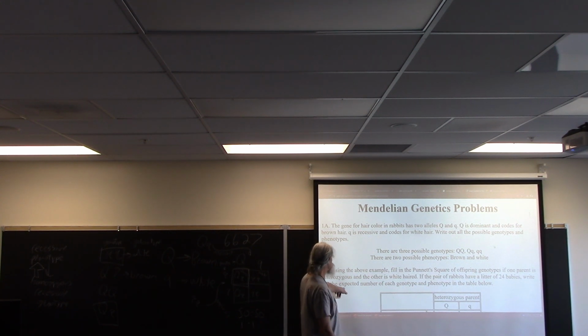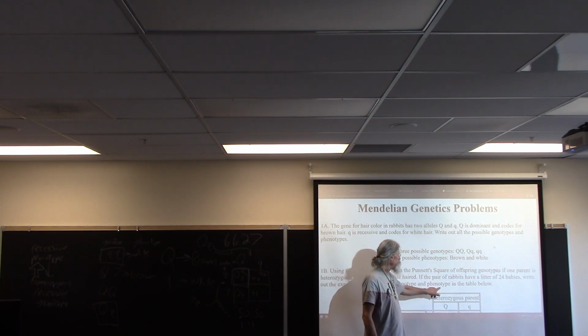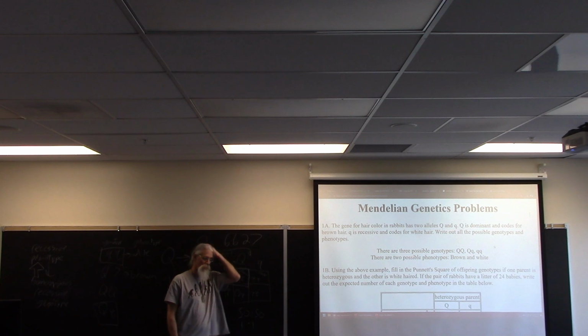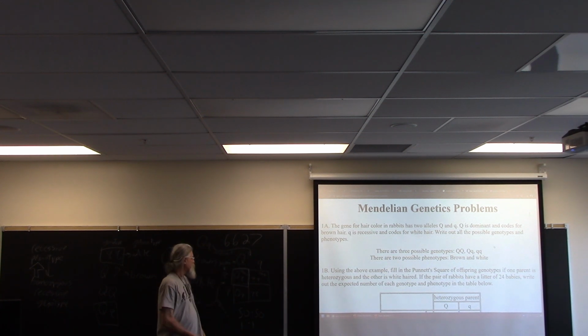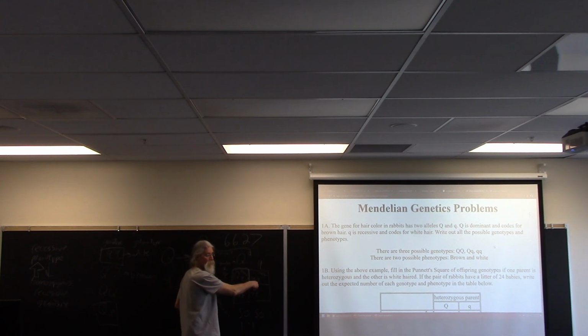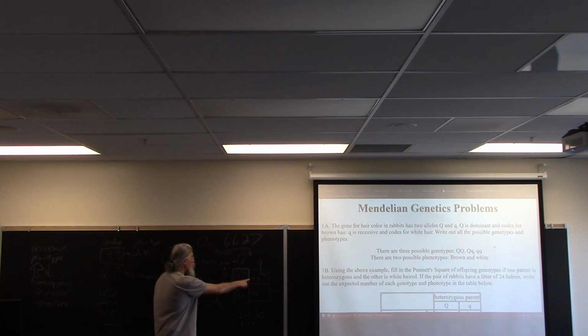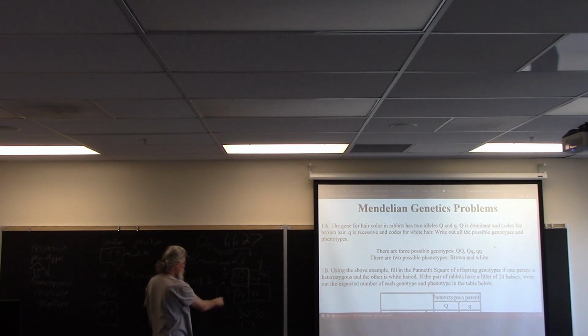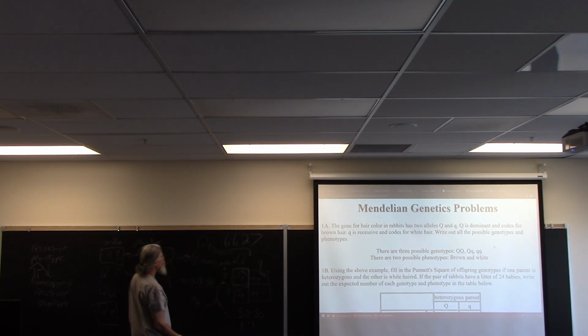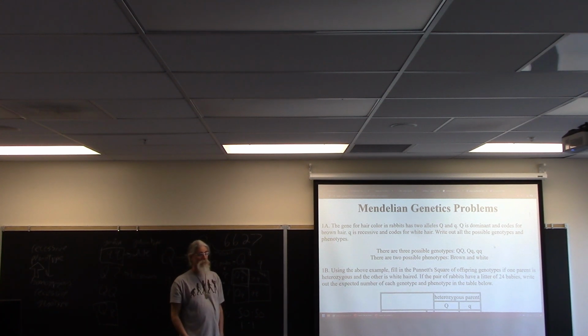It says the expected number of each genotype and phenotype. So you answered the phenotype part of the question. What's the genotype part of the question? I don't know the answer. Half of them would be big Q, little q, and half of them would be little q, little q. So all of this, except for that right there and that right there, is genotype.